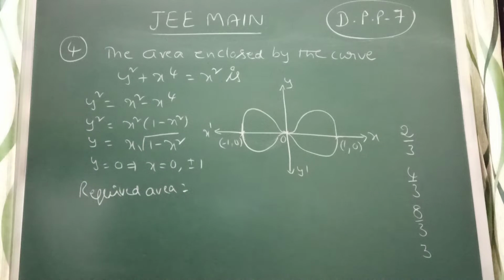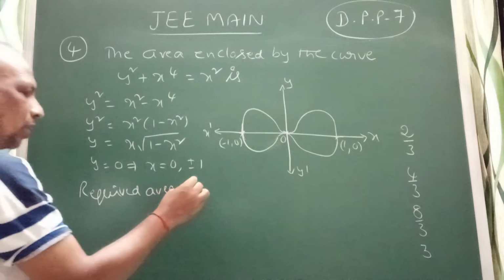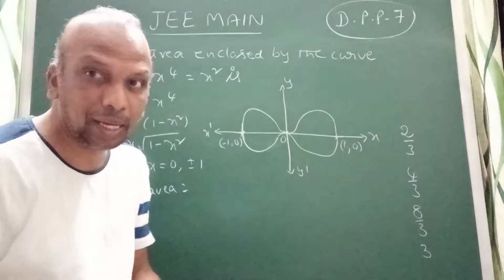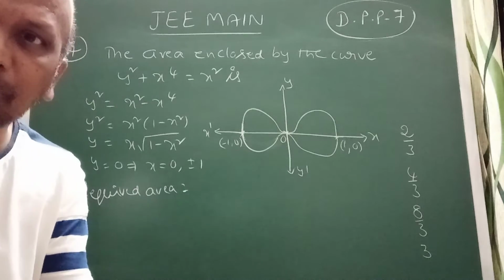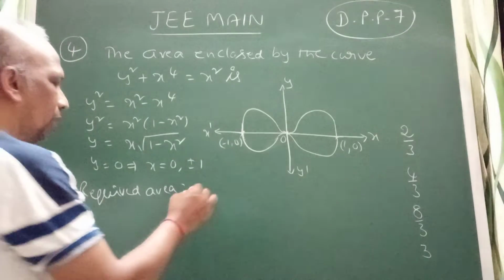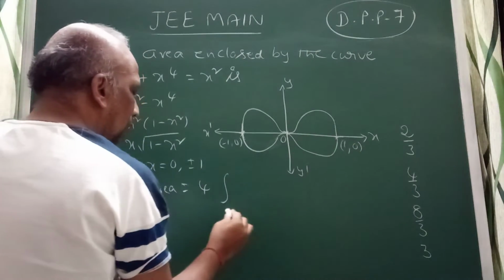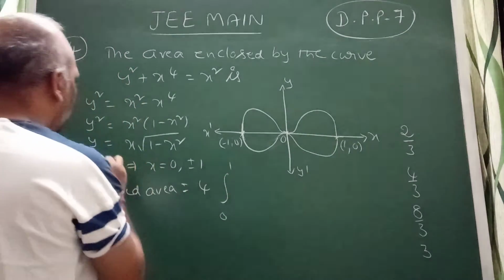The required area I can consider. Now you can see this is 4 per symmetry. This curve is symmetric with respect to the x-axis. So the required area is equal to 4 into the integral from 0 to 1 of y dx.